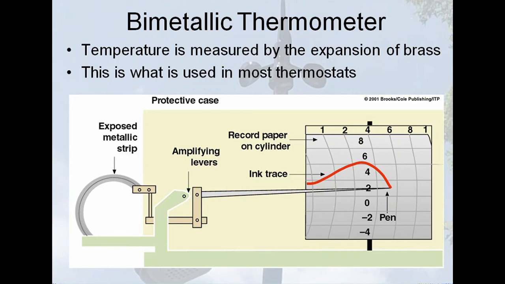So this one here, you have the amplifying levers and the exposed metallic strip. That metallic strip has to be exposed to the air to check the temperature. As the metallic strip contracts or expands, it can't move that needle by itself and stay very accurate, so it uses those amplifying levers to help move that needle in a steady pattern. That way when the temperature changes, you get that steady flow. Like on this one here, you've got the ink on the roll, that would keep it steady, so it wasn't jittering all over the place.